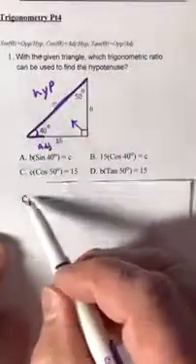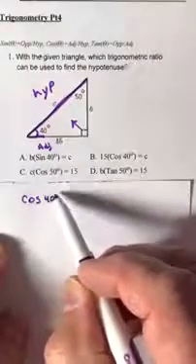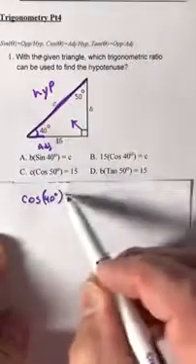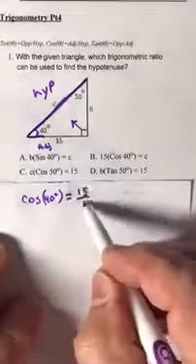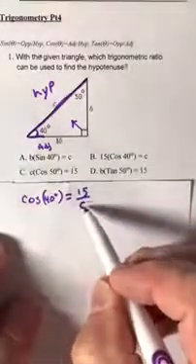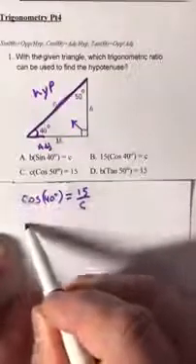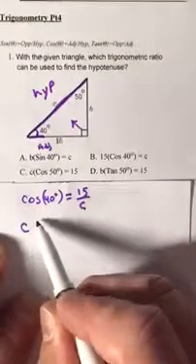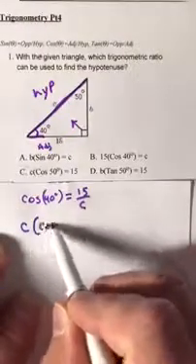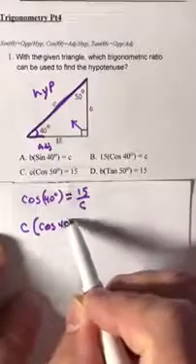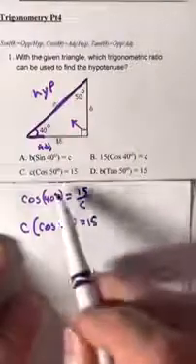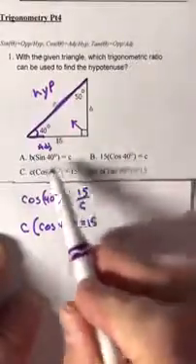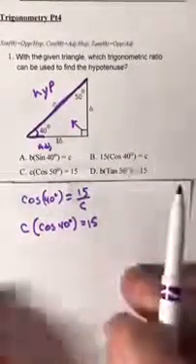So let's take a look at that. Cosine 40 degrees is equal to 15 over c. Okay, and to get rid of this fraction, you multiply to this side, so that would end up looking like c times cosine 40 degrees is equal to 15. Okay, so none of those. Let's go to the next one.